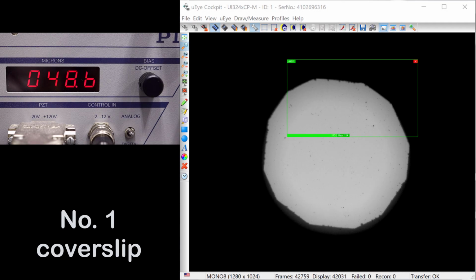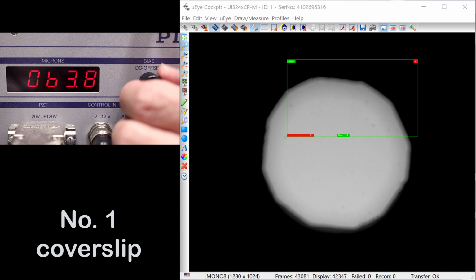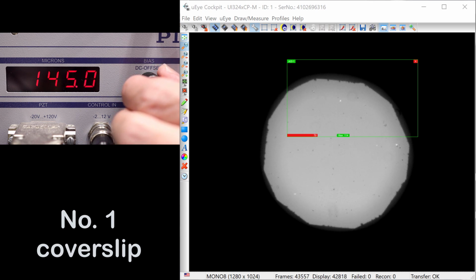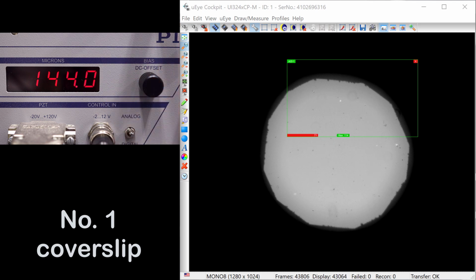Let's double check what we found with the number 1 cover slip. The known thickness of this cover slip is around 150 microns. Again, our result is not what we might have expected. In the next video, we will systematically explore what is going on.